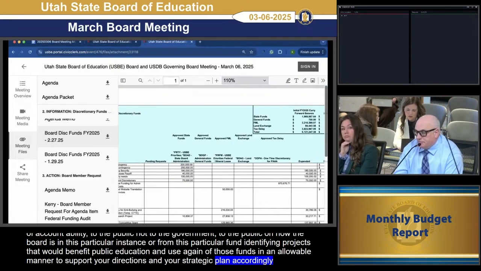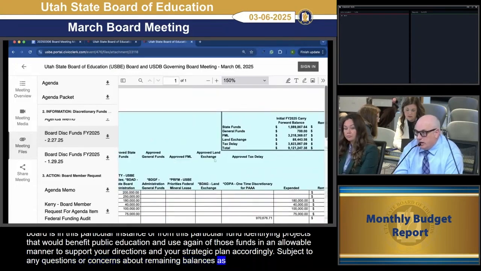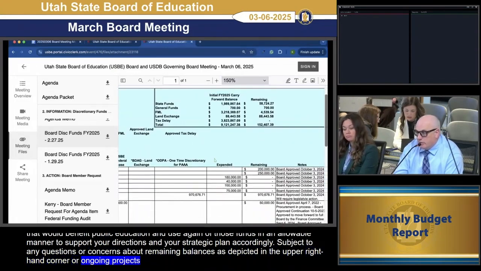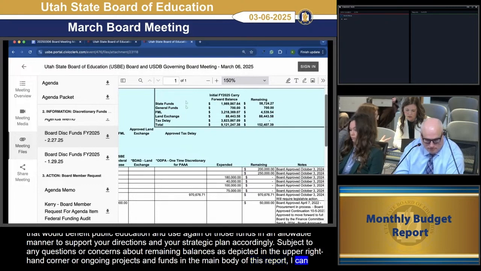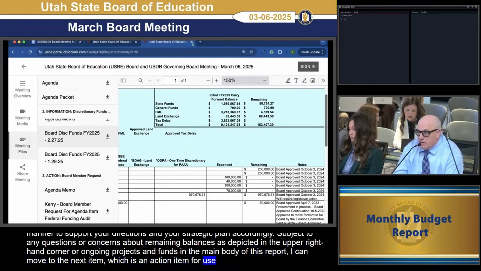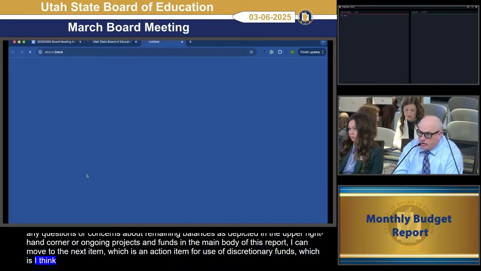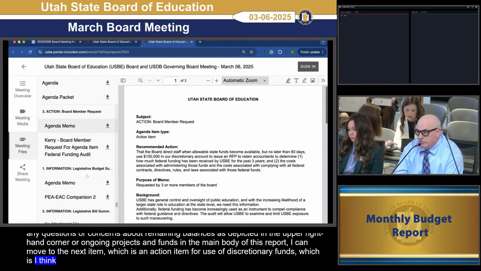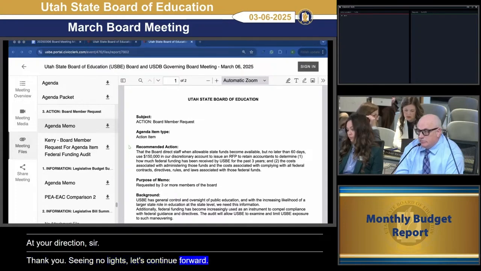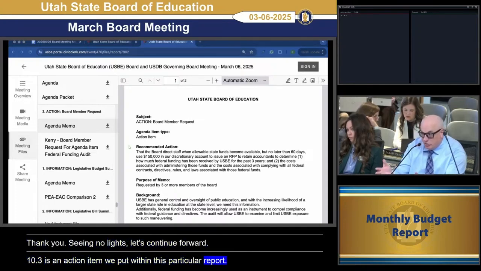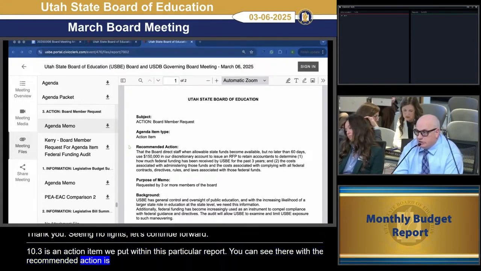Subject to any questions or concerns about remaining balances as depicted in the upper right-hand corner or ongoing projects and funds in the main body of this report, I can move to the next item, which is an action item for use of discretionary funds, which is, I think, 10.3. At your direction, sir. Thank you. Seeing no lights, let's continue forward. 10.3 is an action item that we've put within this particular report. You can see there what the recommended action is. Chair, I just defer back to you for any direction or questions and concerns about the action as it relates specifically to the fund.